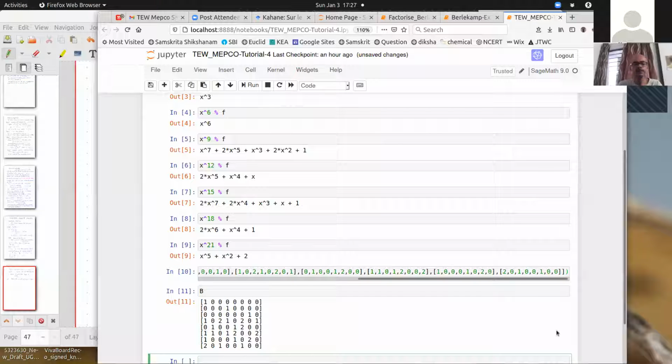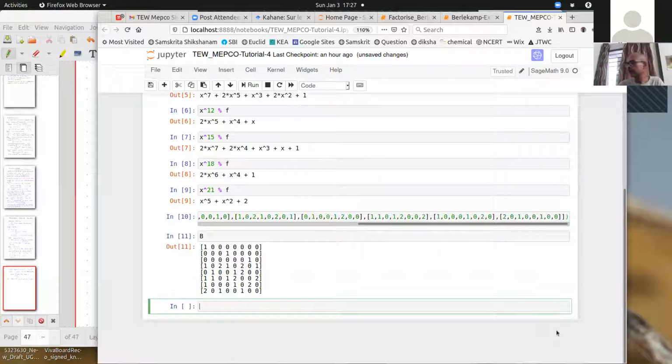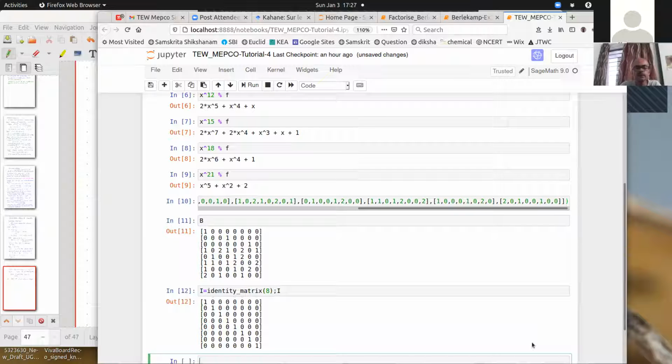Now we want to subtract the identity matrix from this. So let's define I to be the identity matrix. So this is 8 cross 8, the identity matrix of size 8. And let's see how it looks. So this is I. Yes, so we have this identity matrix.